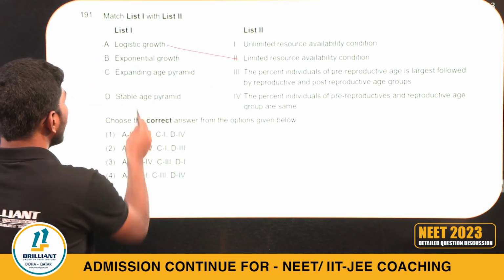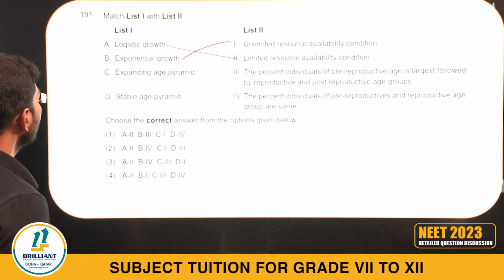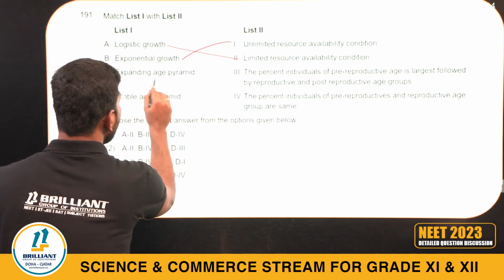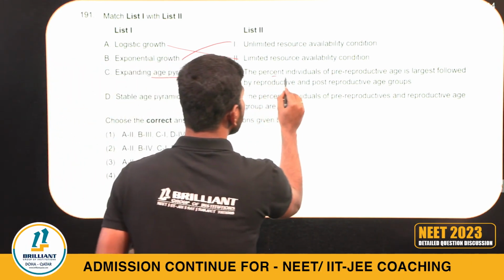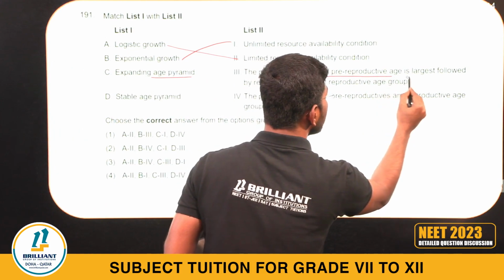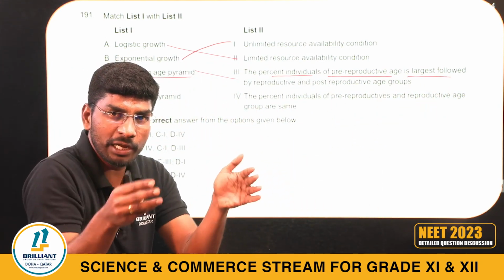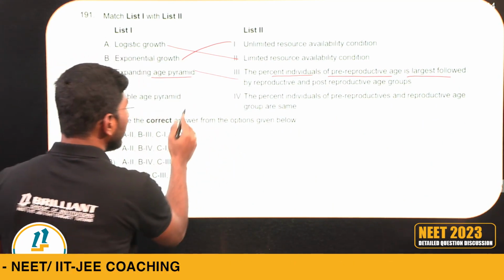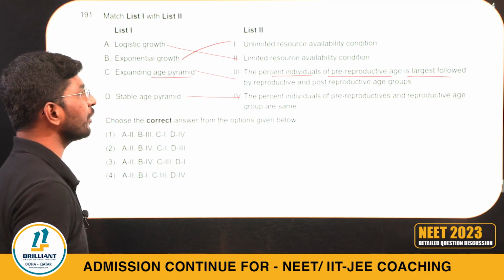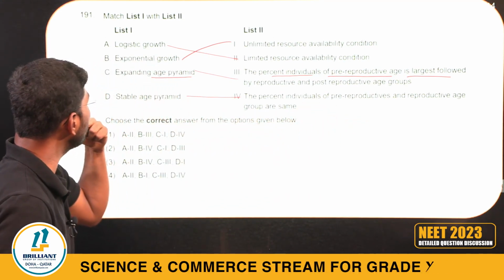A matches 2. Next, exponential growth is the unlimited one, B matches 1. C, expanding age pyramid. Expanding age pyramid is where the percentage of individuals in pre-reproductive age is larger. Yes, absolutely. In expanding, pre-reproductive is more, reproductive is less, and post-reproductive is even less. A stable pyramid is where the percentages of individuals in reproductive and pre-reproductive age are the same. So what will the answer be?